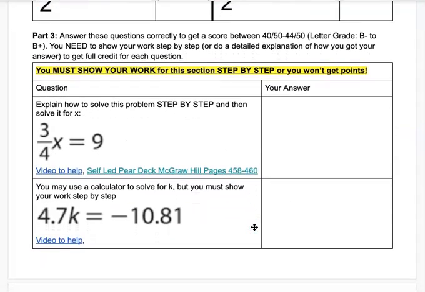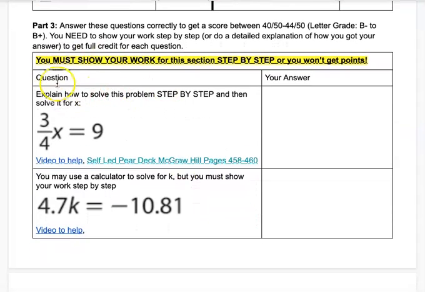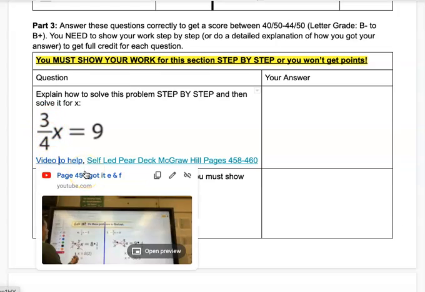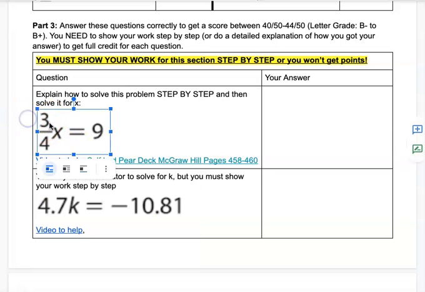Okay, part 3. So, problem 1. Explain how to solve this problem step by step and then solve it. So, this video really will help you solve it, but there was a self-led pear deck on how to deal with fractions. So when you're dealing with fractions, you actually multiply by the inverse of this number. So I would really suggest watching this video. It's going to walk you through step by step on how to multiply by the inverse, and you actually multiply both sides by the inverse.